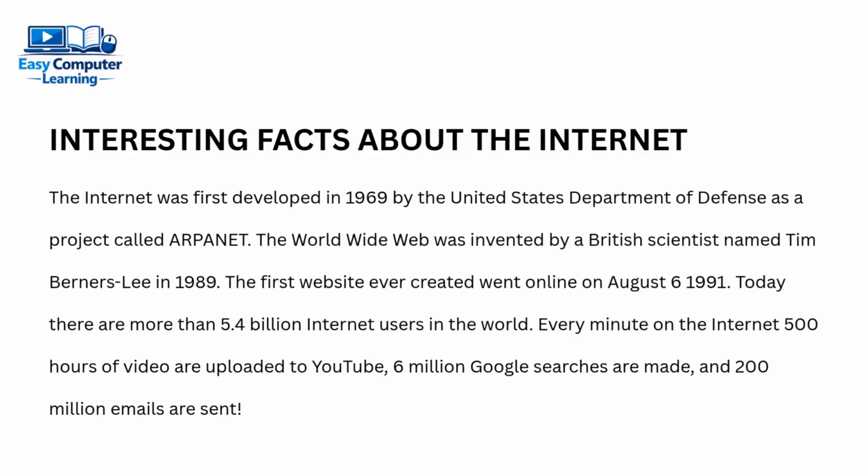Interesting facts about the internet. The internet was first developed in 1969 by the United States Department of Defense as a project called ARPANET. The World Wide Web was invented by a British scientist named Tim Berners-Lee in 1989. The first website ever created went online on August 6, 1991. Today, there are more than 5.4 billion internet users in the world. Every minute on the internet, 500 hours of video are uploaded to YouTube, 6 million Google searches are made, and 200 million emails are sent.